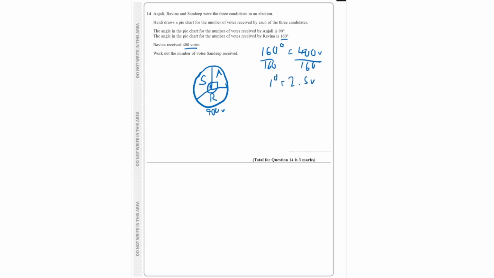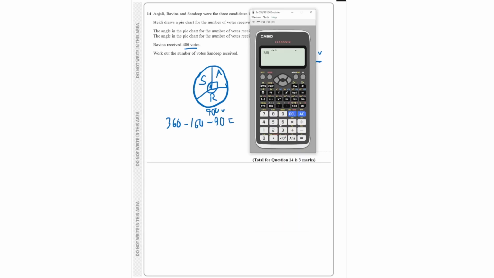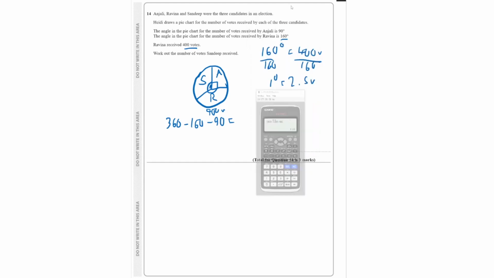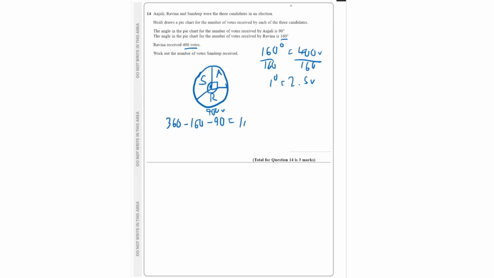So the total angle for Sandeep is 360 for a full circle, 360 minus Ravina, which is 160, minus Anjali, which is 90. We can use a calculator to find our answer. 360 minus 160 minus 90. This gives us 110 degrees.